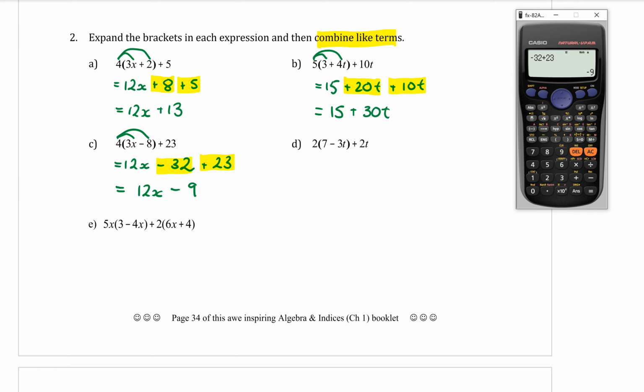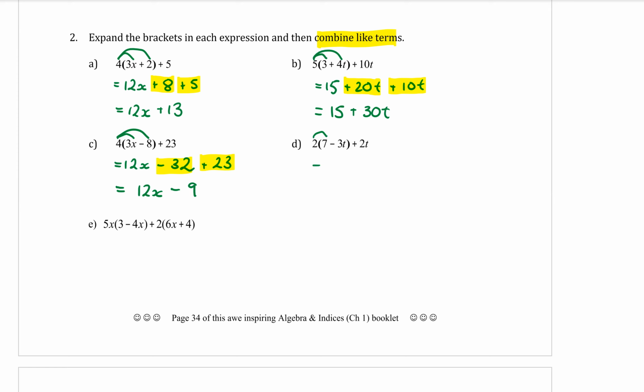D, expand the brackets. 2 times 7 is 14. Then a minus sign. 2 times 3 is 6, but there's also a t, so 6t. And the 2t that's sitting on the end. Looking for like terms, and I've got these ones with t's. There's 2 t terms there. The 14 is different. It stays there. This time we have minus 6 plus 2. I'm just taking the numbers in front of those t's. What is minus 6 plus 2? Minus 4. Minus 4, good. So minus 4t.